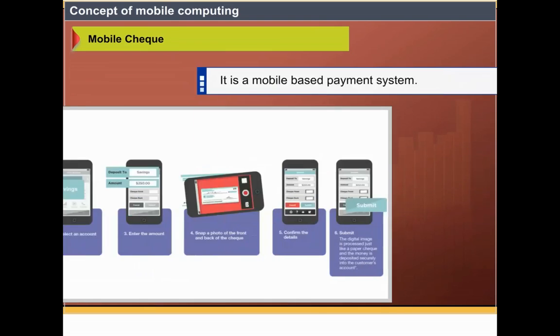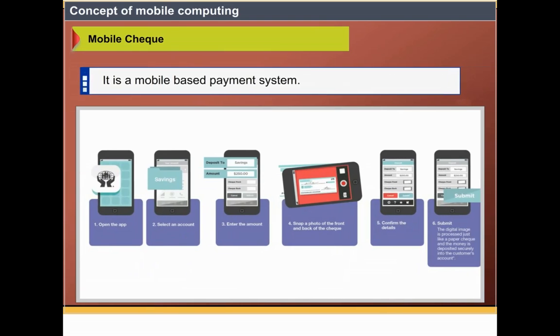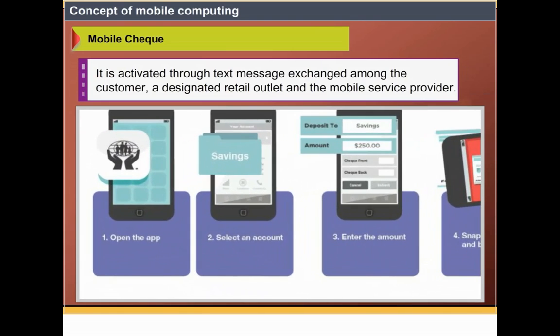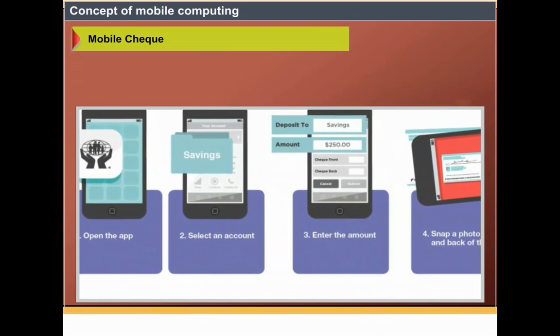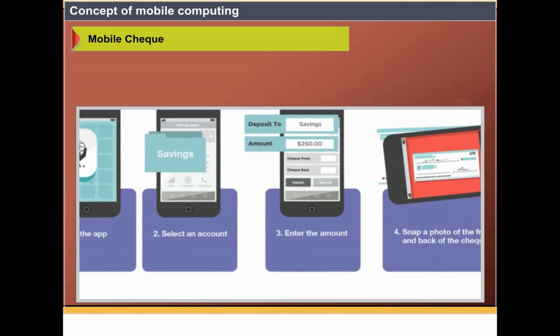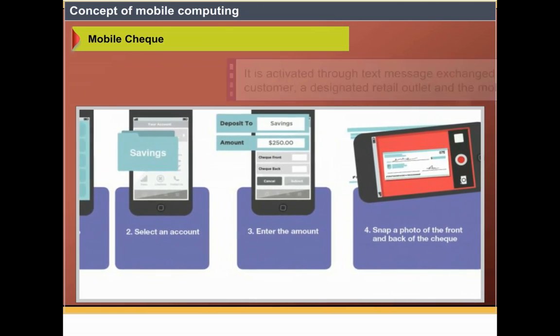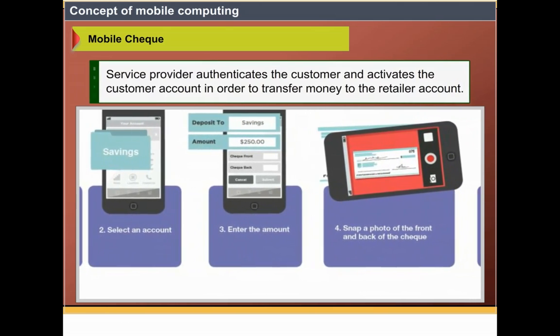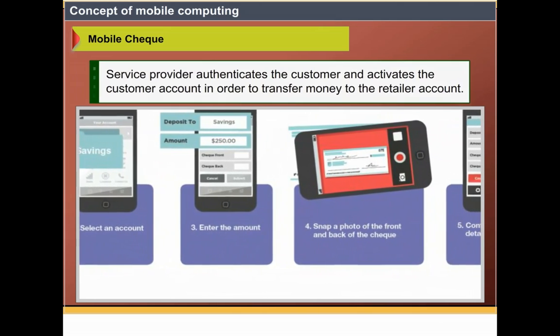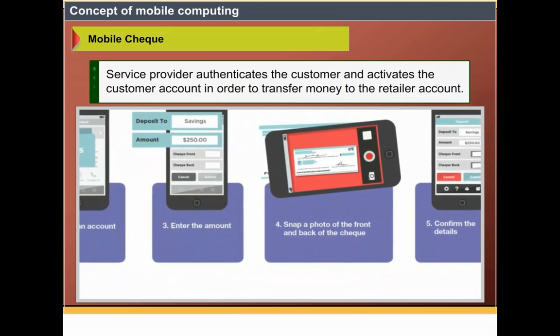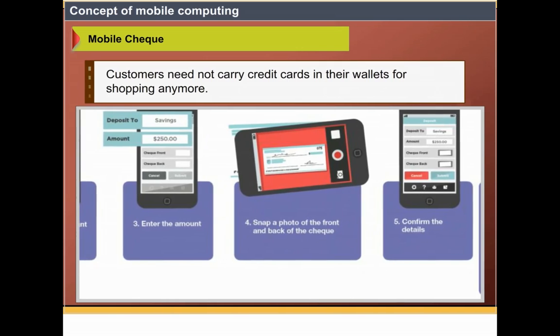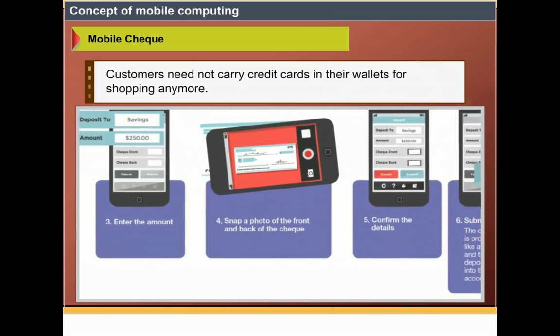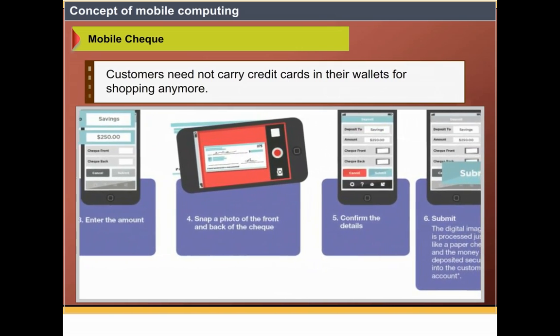Mobile check. Mobile-based payment system. Activated through text message exchanges between the customer, a designated retail outlet, and the mobile service provider. The service provider authenticates the customer and activates the customer account to transfer money to the retailer account. Customers need not carry credit cards in their wallets for shopping anymore.